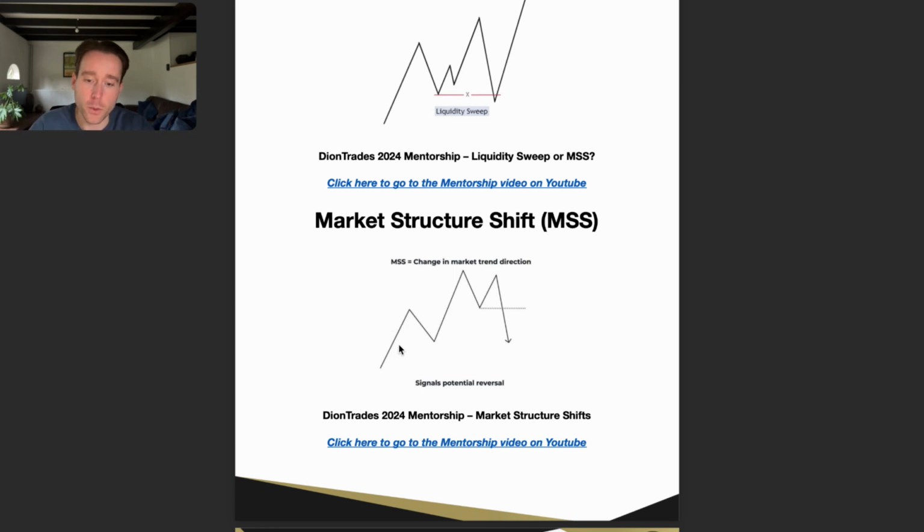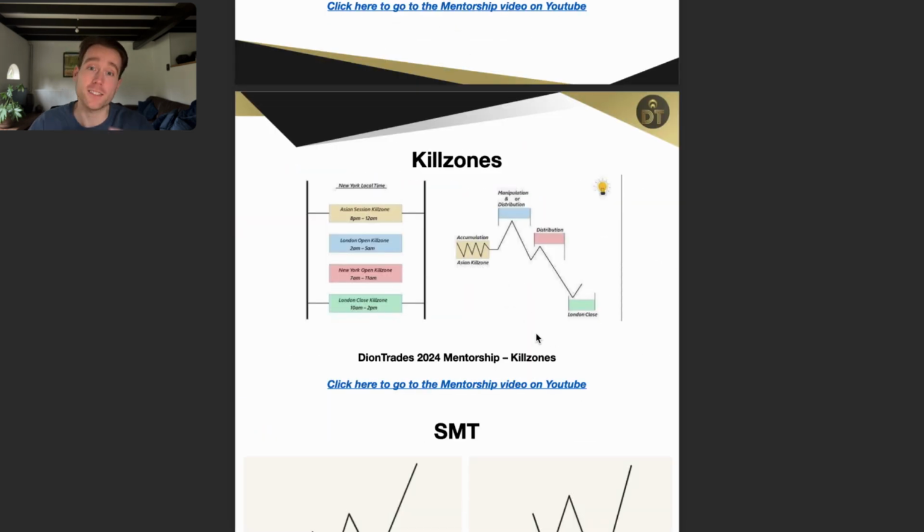A market structure shift is when we are bullish, and then we break structure, make a lower high and a lower low. We break structure and go to the downside. Vice versa for bearishness. Then the kill zones, the time of day: Asian kill zone, London kill zone, New York kill zone. Make sure that you are trading in a kill zone. I think time is very important in trading, so make sure your entry model is aligned with time.